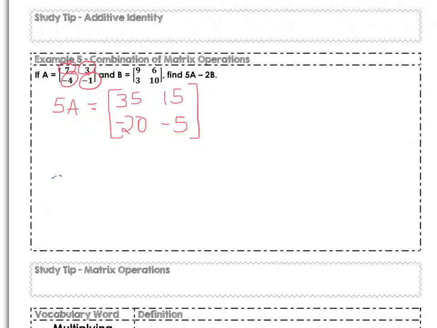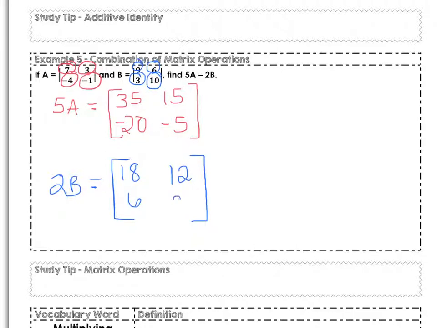Now we're going to do 2B. So multiply everything in there by 2. 9 times 2 is 18. 2 times 6 is 12. 2 times 3 is 6. And 2 times 10 is 20.